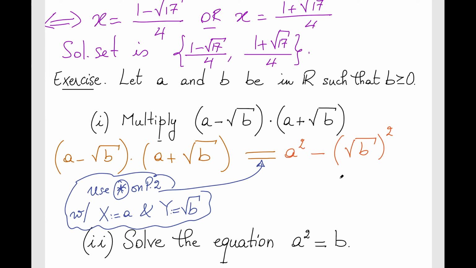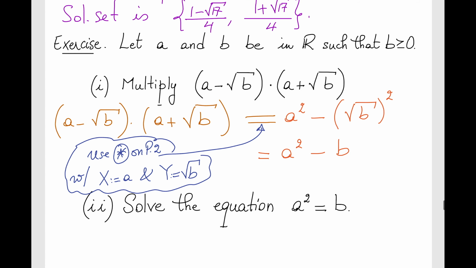Okay, now what is this? A squared minus, what's the square of the square root of b? That's b, right? That's b. Okay. And then the question is, solve the equation a squared equals b. By the way, I can't solve this using the quadratic formula, but I'm gonna do it in a different way, observing what I've done in part 1 to solve this. But I encourage you actually to do it using the quadratic formula to get the same result.